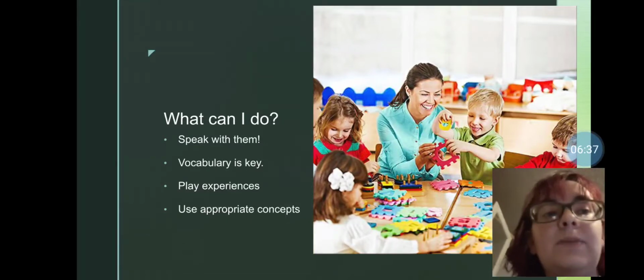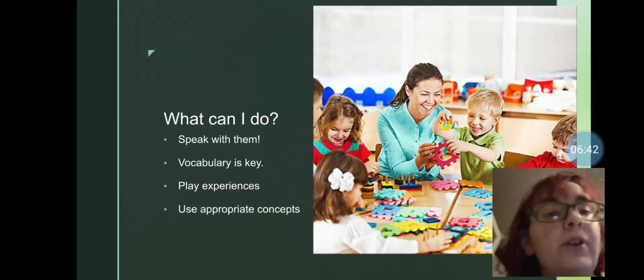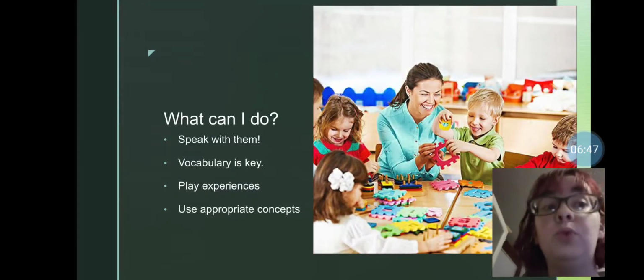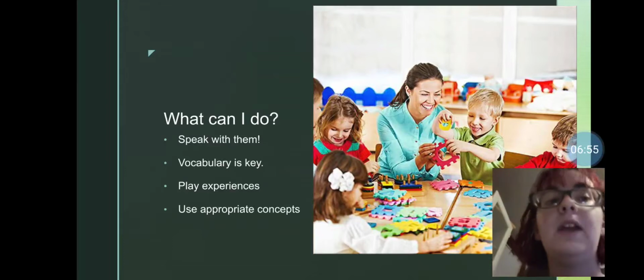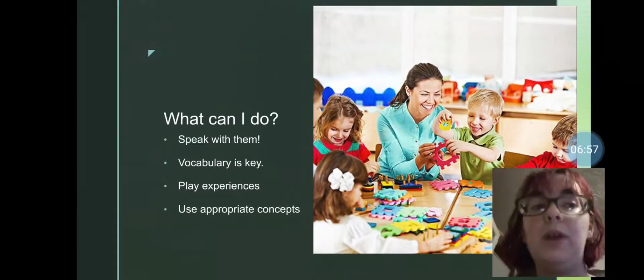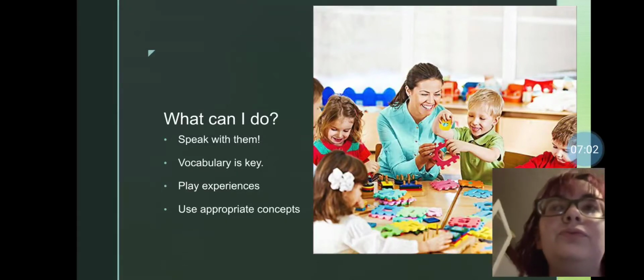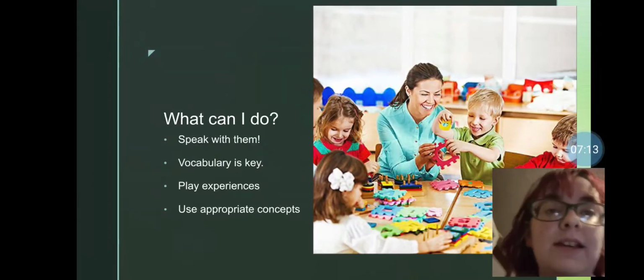Give them different play experiences. Change up your kitchen center. Change up your blocks. I did put on here, use appropriate concepts, though. Just because, yes, you do want to expose them to new things, and you want them to learn new vocabulary, but you also don't want to over-expose them and confuse them with things they're just not ready for. So using words like flabbergasted probably isn't a 4-year-old word, but excited. Excited's not bad. Confused. Things like that.